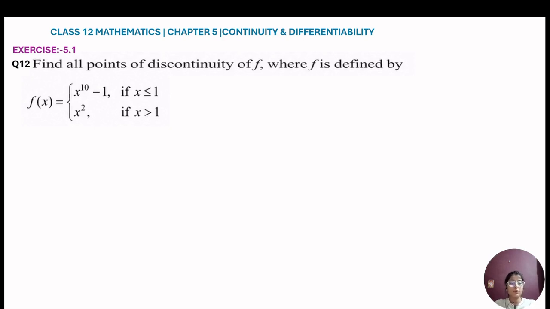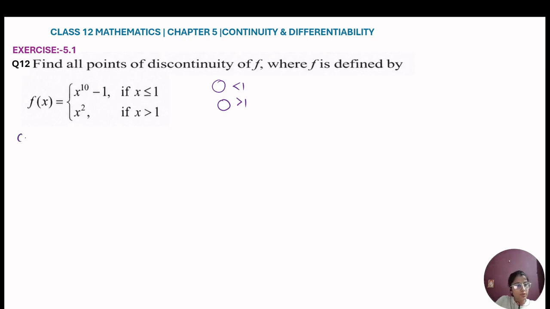For that, what we will do is find the continuity of the function at each and every point. In this case, the function is divided in three: for x less than 1 it is one function, for x greater than 1 it is a different function, and for x equal to 1 another. Whenever your function is splitting at a particular point, we have to just divide it into cases.